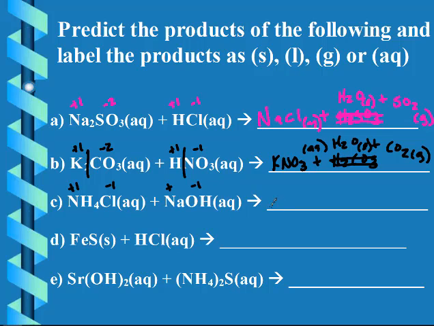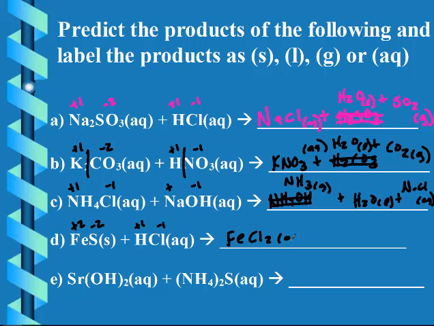So for C, you should have gotten ammonium hydroxide, which then you should have broken down into ammonia, which was a gas, water, which is a liquid, and NaCl, which is aqueous. D was a little tricky.